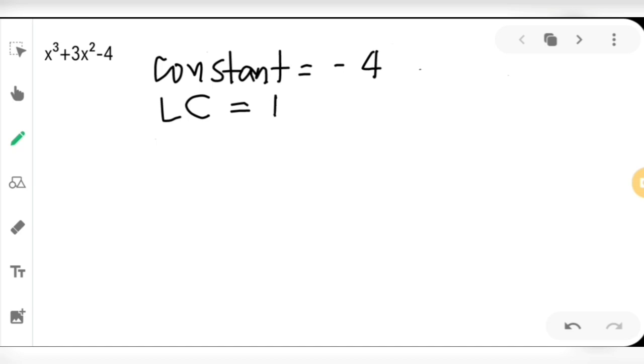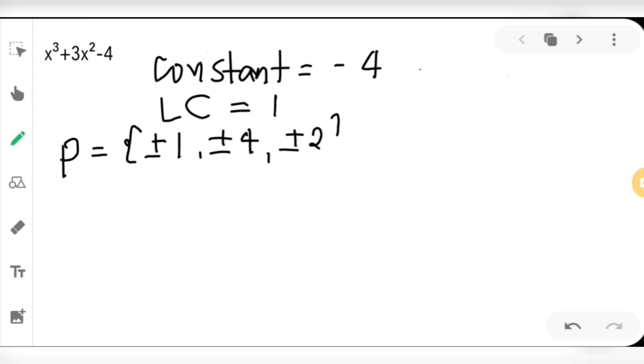Now when we say leading coefficient, that is the numerical coefficient of the term containing the degree, or you call that term the leading term. Now after identifying the constant and the leading coefficient, we need to identify the factors of our constant and leading coefficient. So we have now P, the set of the factors of our constant. So we have positive negative 1, positive negative 4, so 1 times 4 is 4, and then positive negative 2.